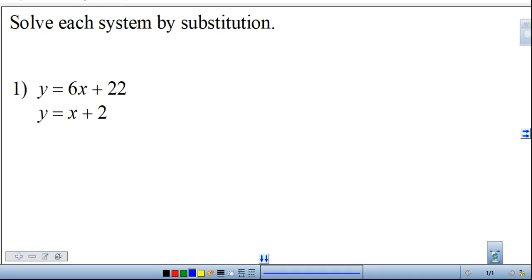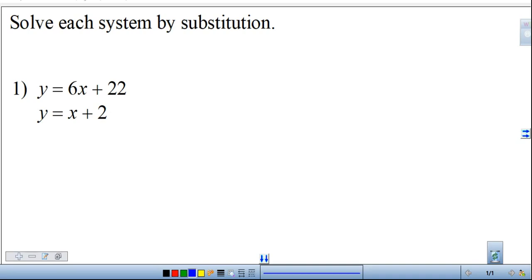The first is that both of these are lines. How do I know that both of these are lines? Because if I look at the x term, in both equations, the x term is raised to the first power. That makes it a linear term.